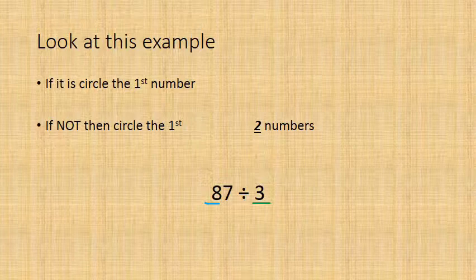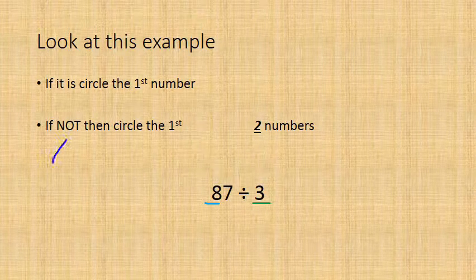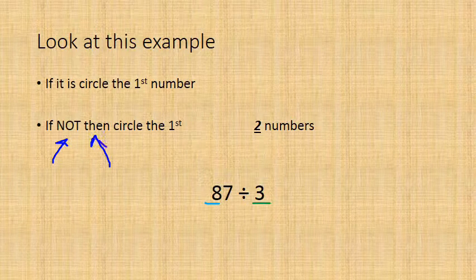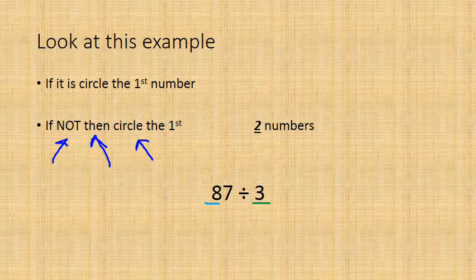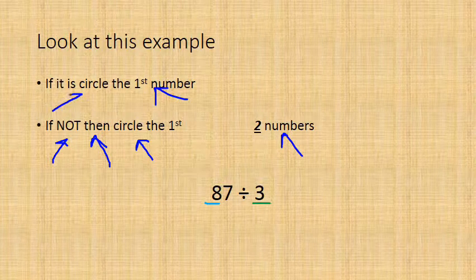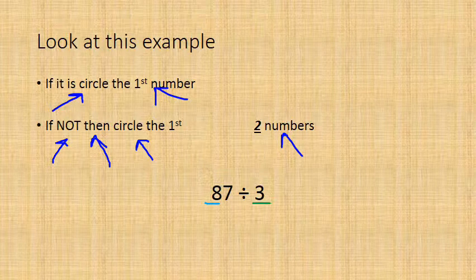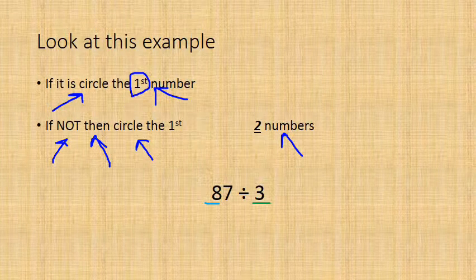Okay, I hope you wrote true. 8 is bigger, so I look at my rules. Boom! If the number, our first number, is bigger than the number after the division sign, I circle just the first number. That's it, just the very first number I see.